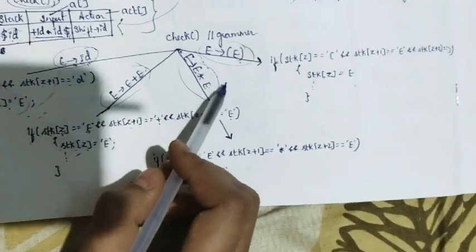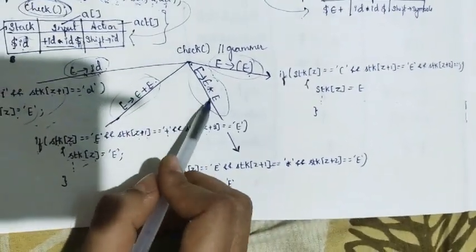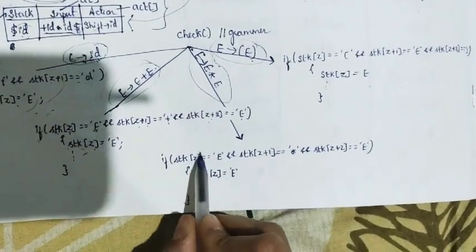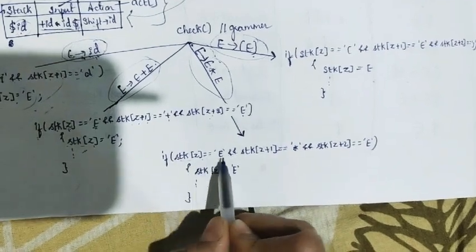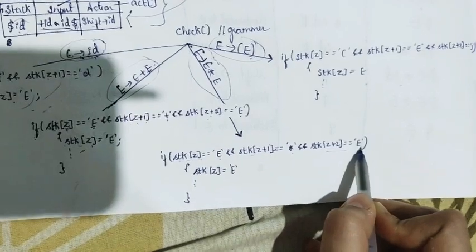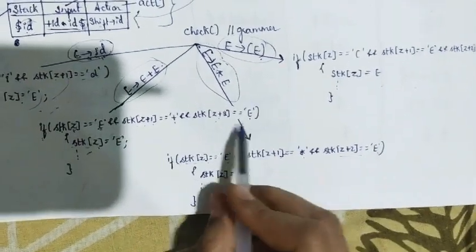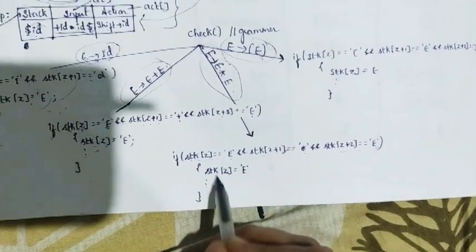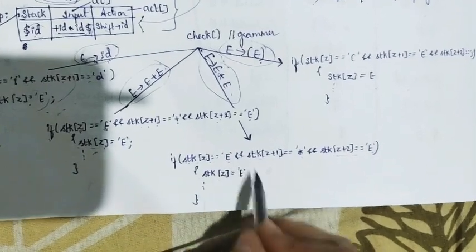Okay. So again the third grammar we are checking, E reduces E star E. How are we checking that? Stack of Z is E, Z plus 1 is star, and Z plus 2 is E again. So what should we do? E star E should be replaced by E. That is how we are doing it in this. The remaining part of the code you can find in the manual.